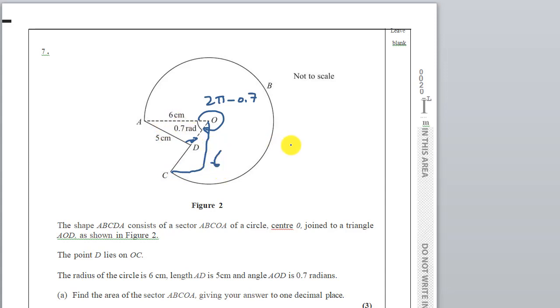So if I can find this length, which is OD, I can now calculate DC. So we need to find DC. But before we find DC, let us find the arc length.